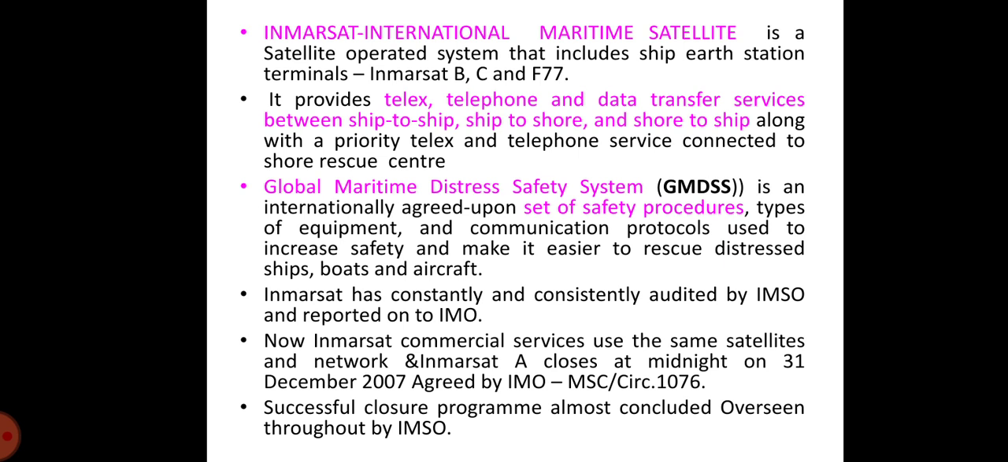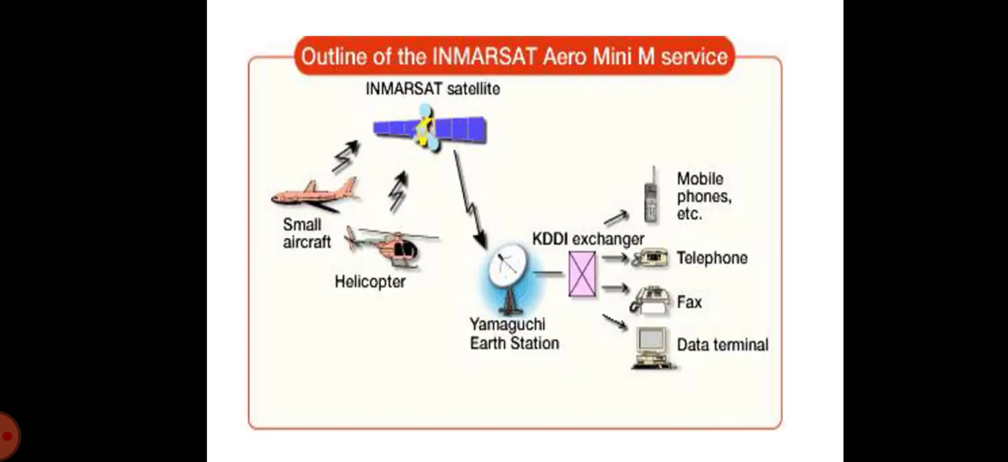Now, Inmarsat commercial services use the same satellites and network, and Inmarsat A closed at midnight on 31st December 2007, as agreed by IMO MSC Circular 1076. The successful closure program is almost concluded, overseen throughout by IMSO. So this is the outline of the Inmarsat Aero Mini M services.